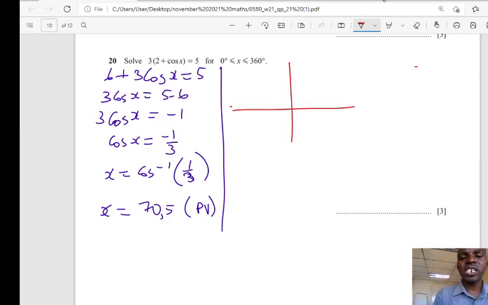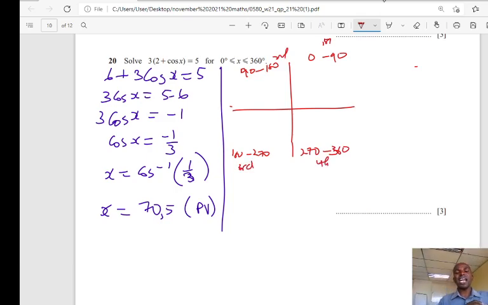In the first quadrant, angles are between 0 and 90. Second quadrant, angles between 90 and 180. In the third, angles between 180 and 270. In the fourth quadrant, angles between 270 and 360. So this one is the first, this one the second, this one the third, and this one the fourth quadrant, like this. Alright, then you check.